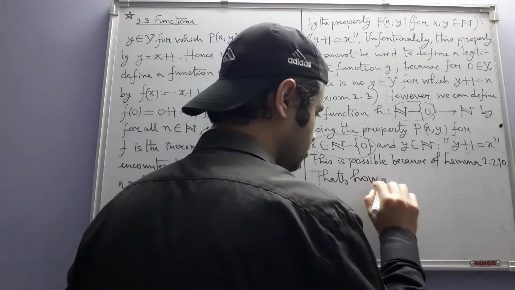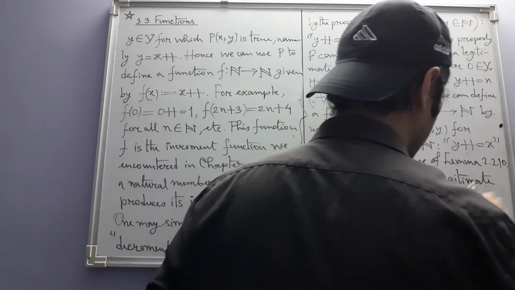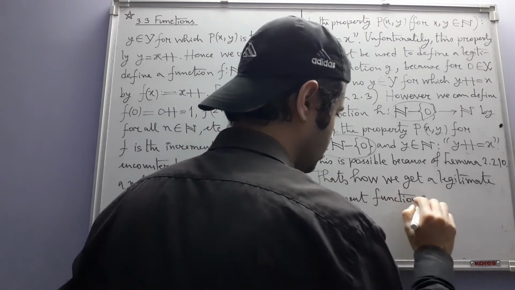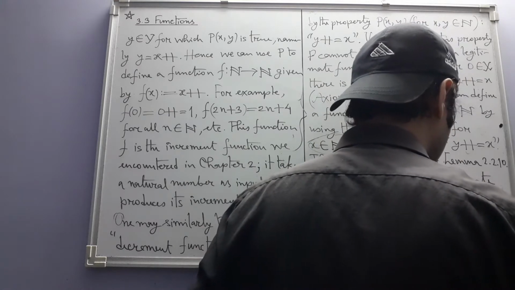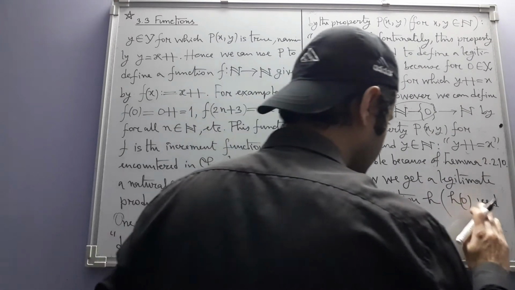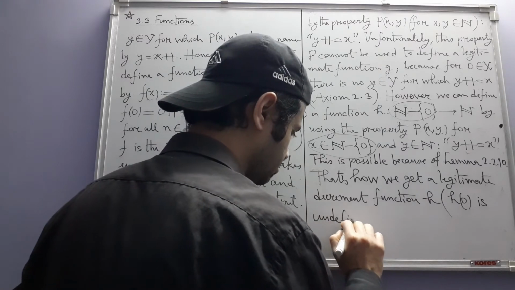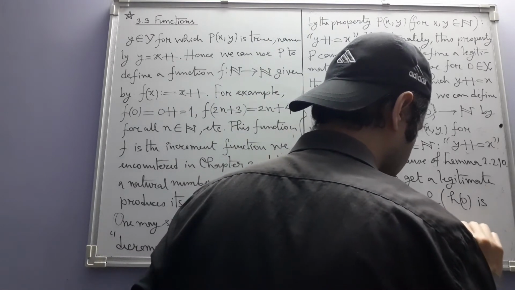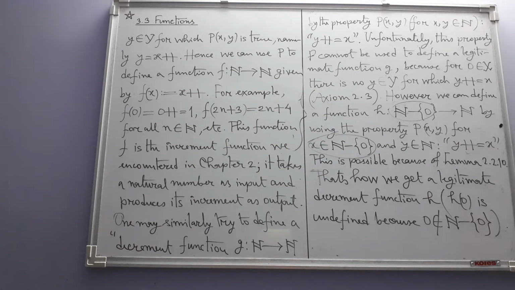That's how we get a legitimate decrement function h. In brackets we can write: h of 0 need not be defined, or is undefined, because 0 is not in this set. Okay, so this is our first example.